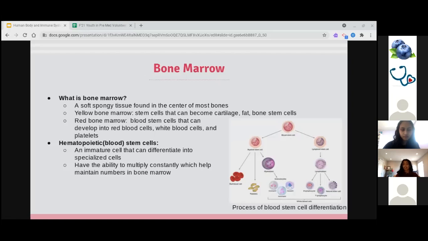Hematopoietic stem cells found in the red bone marrow go through a process of differentiation to become specialized cells. This is a multi-step process in which stem cells form specialized blood cells. Additionally, hematopoietic stem cells have the ability to multiply constantly, which helps maintain their numbers in the bone marrow. Keeping the number of blood stem cells in our bone marrow stable is important because they're a vital part of our immune system. They have the ability to differentiate into white blood cells, which help fight off infections and other harmful pathogens, which can compromise our health. Now let's move on to the thymus.